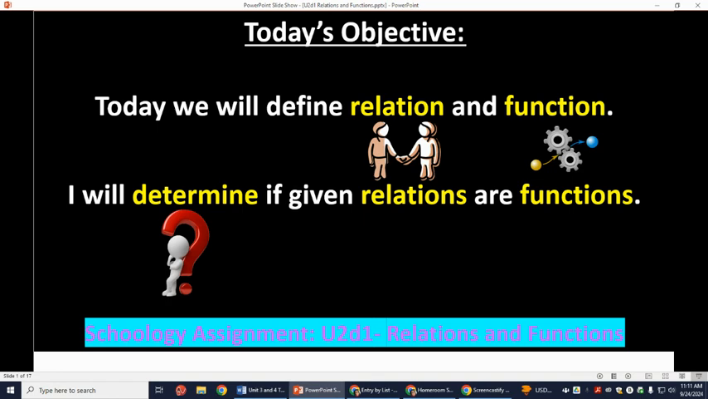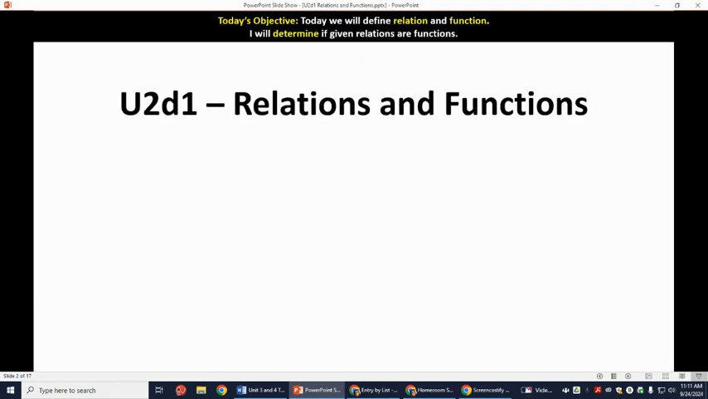Today we will define relation. Relation is that word. Let's try it. So we've got relation, function, determine, relations, plural, and functions, plural. Today we will define relation and function. I will determine if given relations are functions. And then you will have a Schoology assignment. It's not open yet, so I want to make sure you're paying attention. If I open it now, sometimes you'll try to get in and try to do it, and then you don't know what you're doing. Okay?